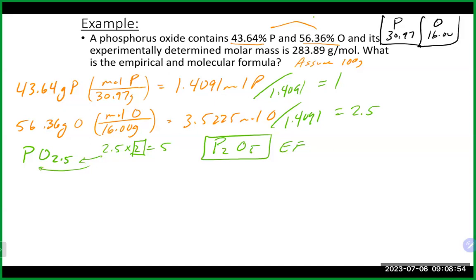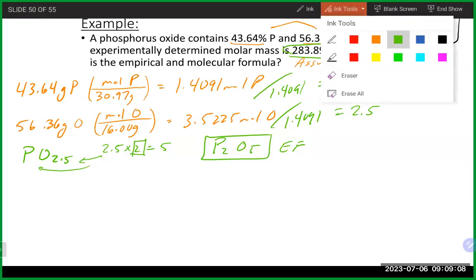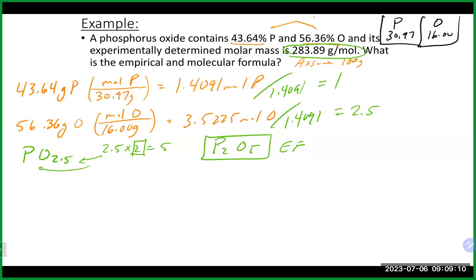Any questions on that there? So that is one of the 3 things that we need to calculate the molecular formula. We have the empirical formula. We also have the molar mass of the compound that was given to us in the problem. So the 3rd thing that we need is the molar mass of our empirical formula that we just calculated.